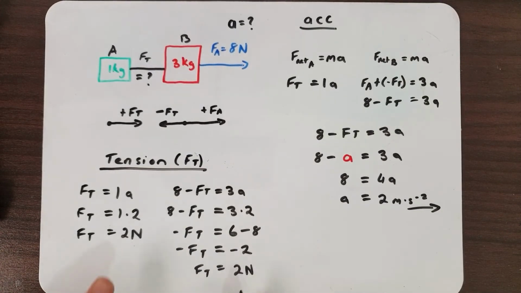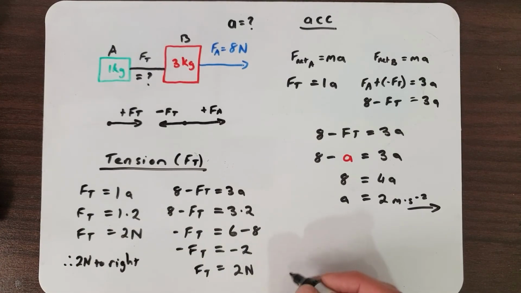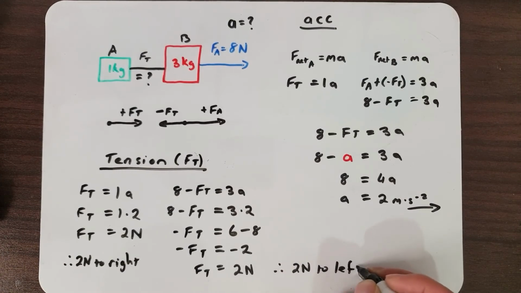Now, the problem is we can see that both of these are positive values. And so this is where that whole vector idea comes in. And so we should then say this is 2 newtons to the right, and this is 2 newtons to the left.